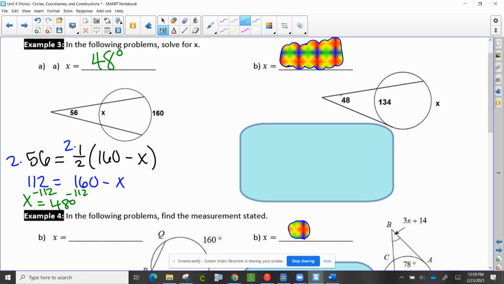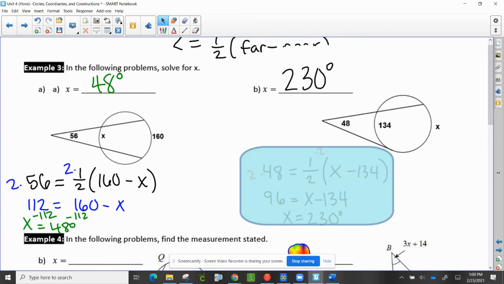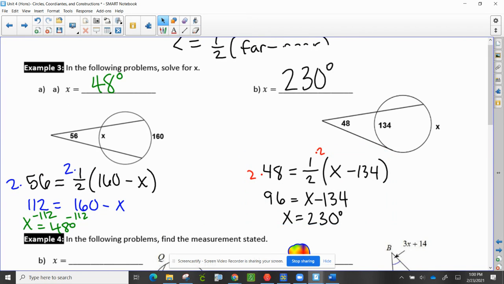It's the same idea. Your angle is 48. So you're going to set 48 equal to 1/2 your far arc minus your near arc. So go ahead and set that up and solve for X. Okay, when I did this, here's the answer that I got. I got x was 230. And here's my work. So I multiplied both sides by 2 to get rid of the half. That gave me just 96. So I added the 134 over.